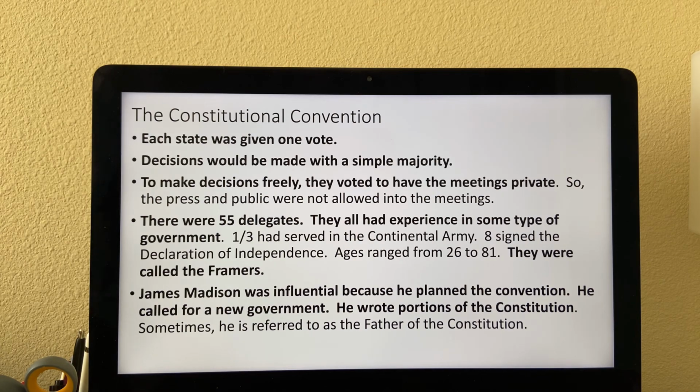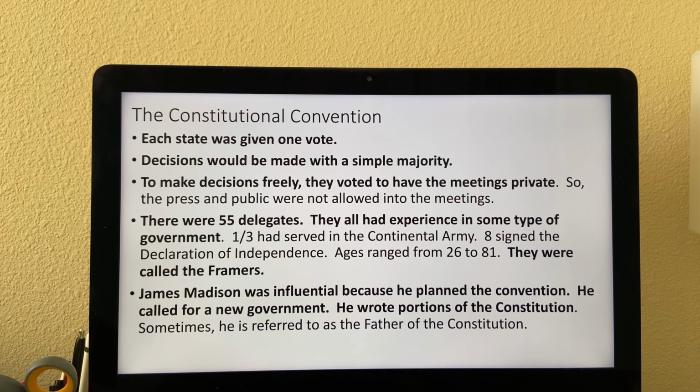And so the delegates, there were about 55 of them, and they were actually a pretty cool group of people. One third of these men had served in the Continental Army. Eight of them had signed the Declaration of Independence. The youngest person was 26 years old, and the oldest person was Benjamin Franklin, and he was 81 years old.